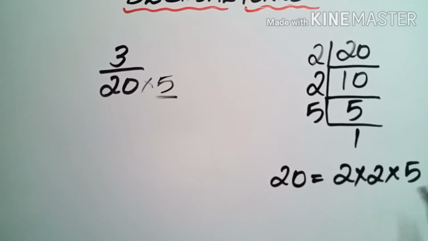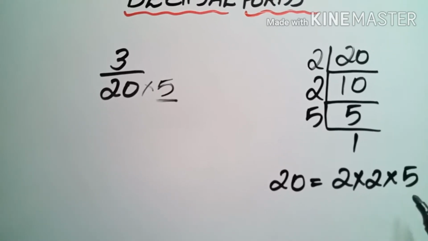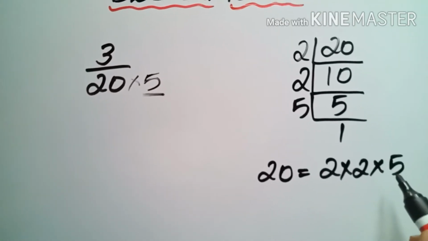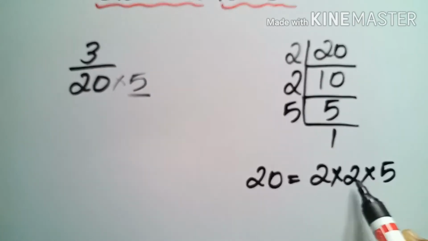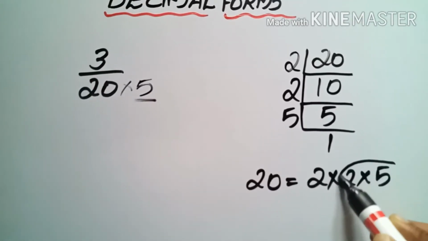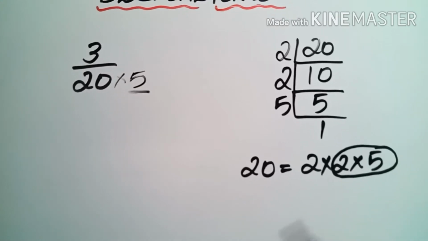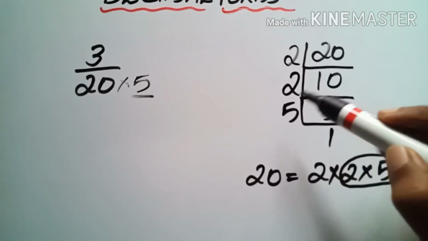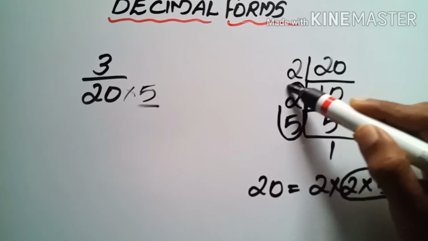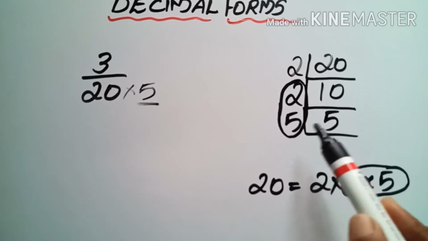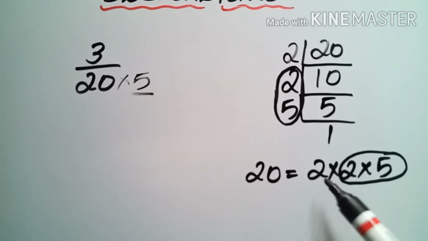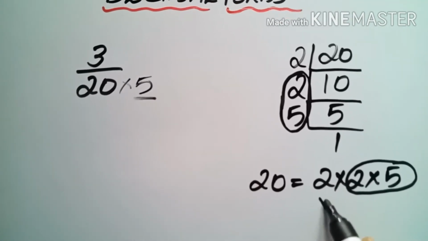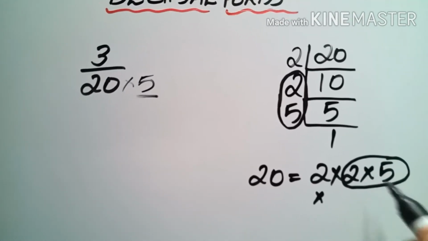Now we need to pair these numbers as a product of 10. So here 5 into 2 is possible to convert it as a product of 10. 5 2's are 10, that we can pair. From here itself we can pair 5 2's are 10. Now the number 2 is balance here. So 2 is balance. This 2 also we need to convert to a product of 10.